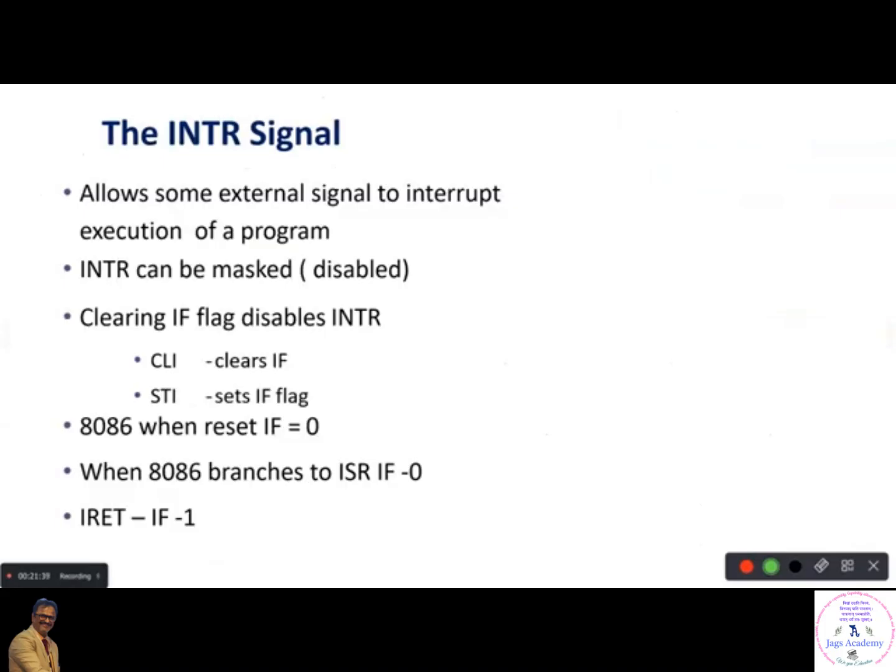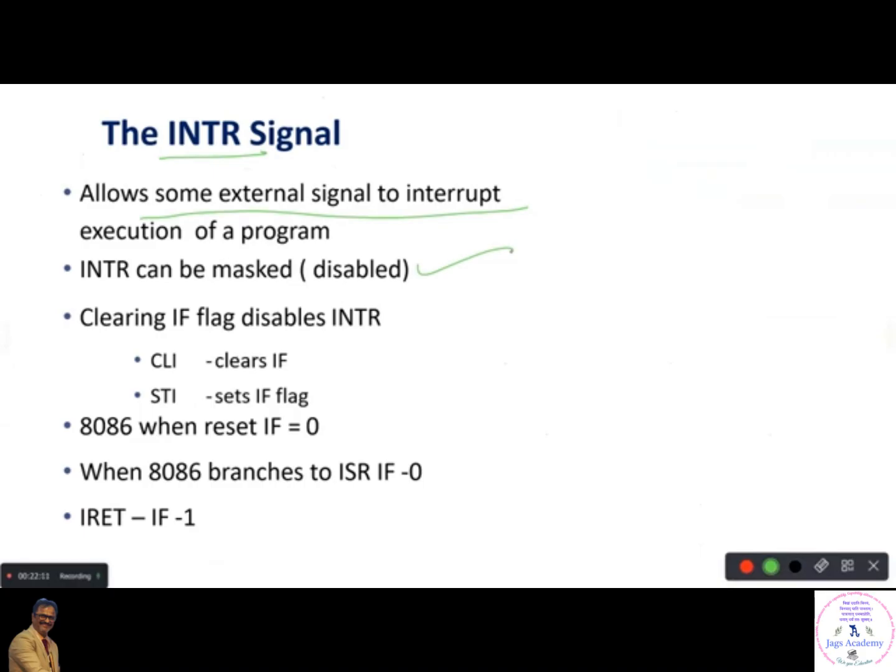I already told you about the interrupt signal of your microprocessor. Right? There is an interrupt signal. What is the interrupt signal? It allows an external signal to interrupt the execution of the microprocessor. This is called a hardware interrupt, not a software interrupt. So this interrupt can be masked, can be disabled. So how can we disable the interrupt? See here, interrupt flag. In the flag register there is a flag called the interrupt flag.